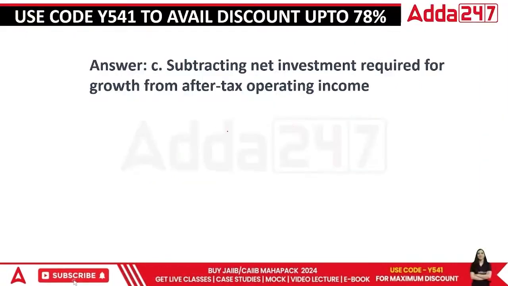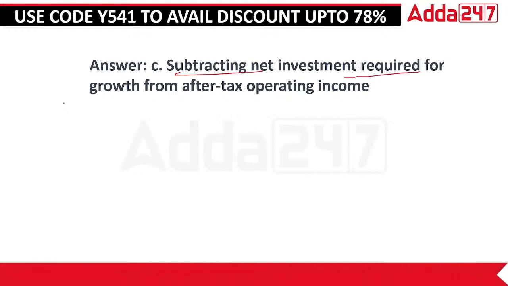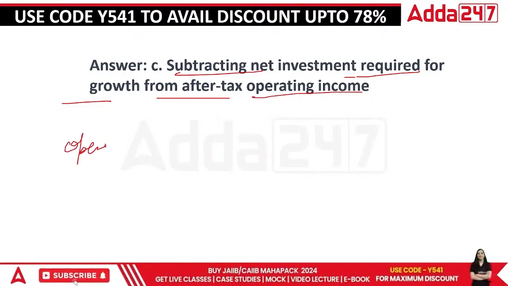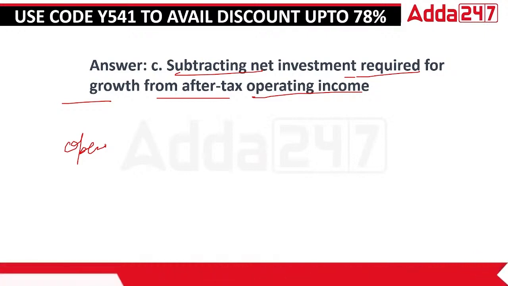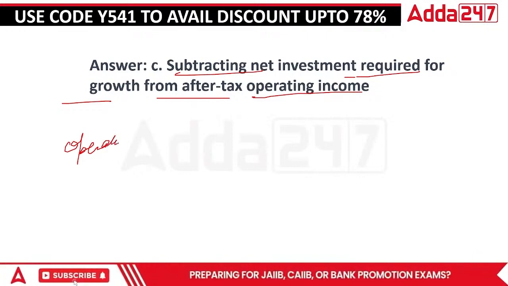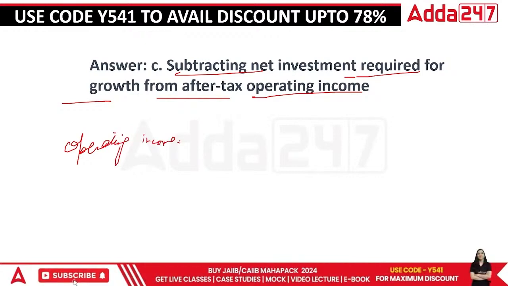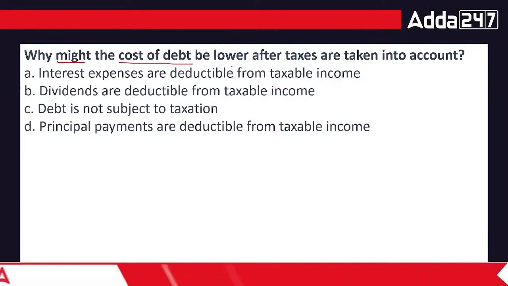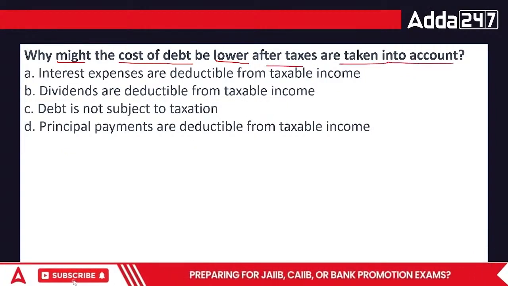The answer is subtracting the net investments required for the growth from the after tax operating income. Operating income is the income that the business is making. So this is operating income. Next point, why might the cost of debt be lower after tax are taken into account?